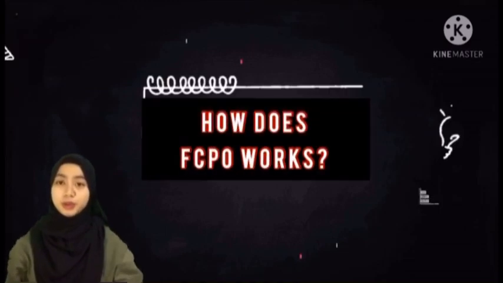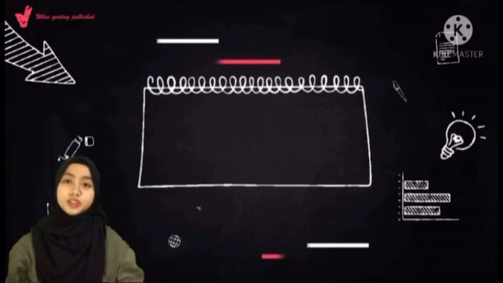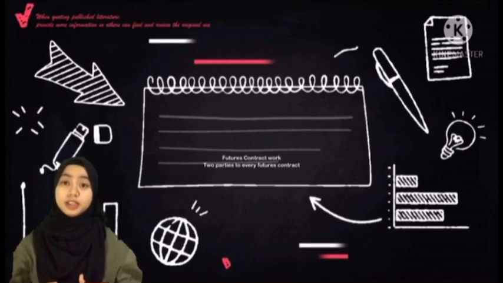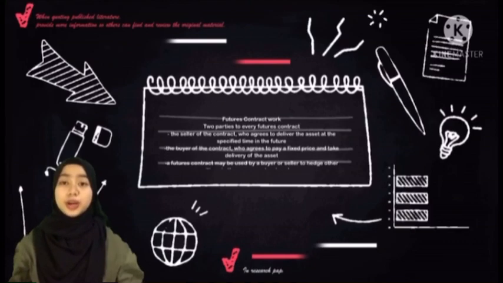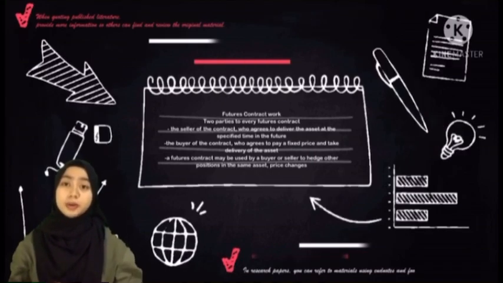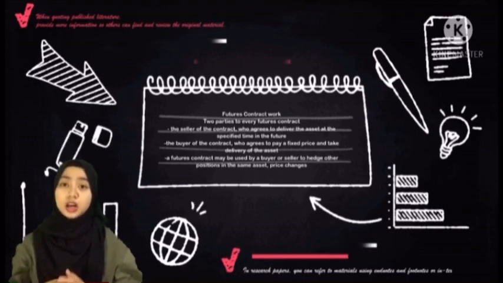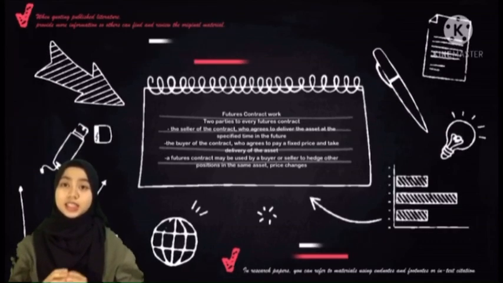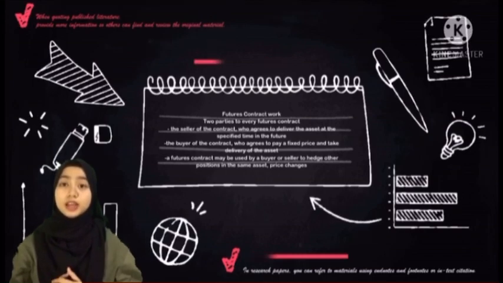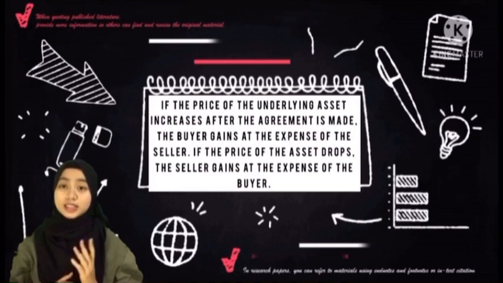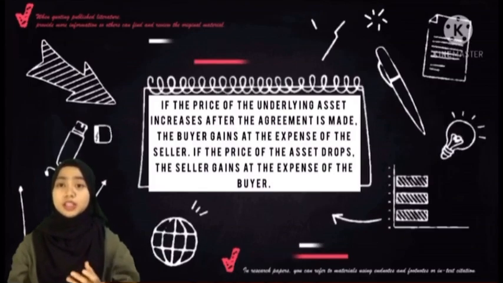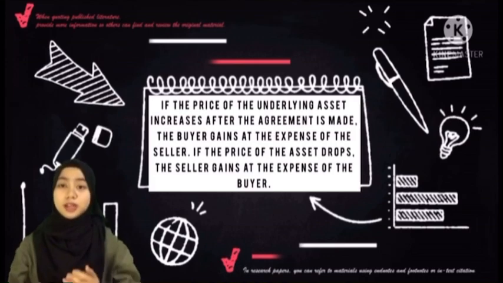I will continue with the first point, how future contracts work. There are two parties to every future contract: the seller of the contract who agrees to deliver the asset at a specific time in the future, and the buyer of the contract who agrees to pay a fixed price and take delivery of the asset. While a future contract may be used by a buyer or seller to hedge other positions in the same asset, price change in the asset after the future contract agreement is made provides gain to one party at the expense of the other. If the price of the underlying asset increases after the agreement is made, the buyer gains at the expense of the seller. If the price of the asset drops, the seller gains at the expense of the buyer.